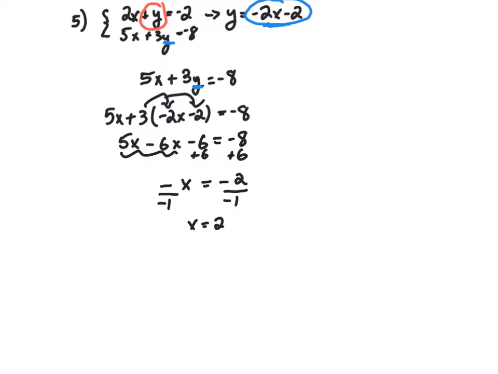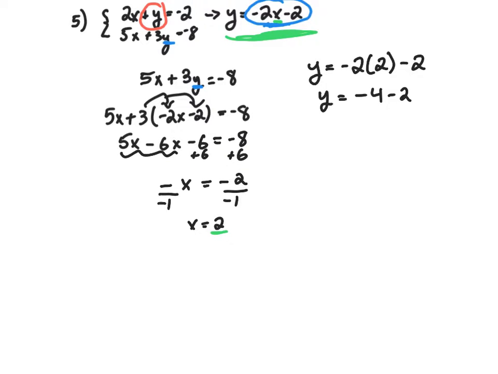Now we need to substitute back into this equation. All right, so I'm going to put in 2 for my x here. So I'm going to say y equals negative 2 times 2, because I'm putting in 2 for x, minus 2. So y equals negative 4 minus 2. So y equals negative 6. And our answer is 2, negative 6.